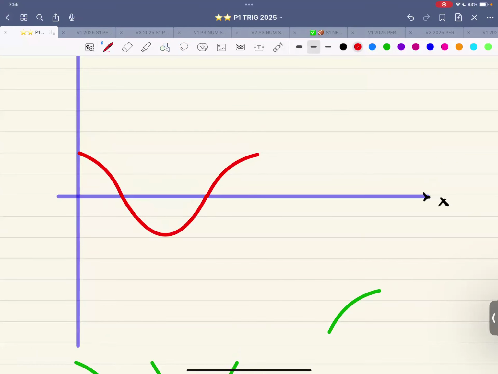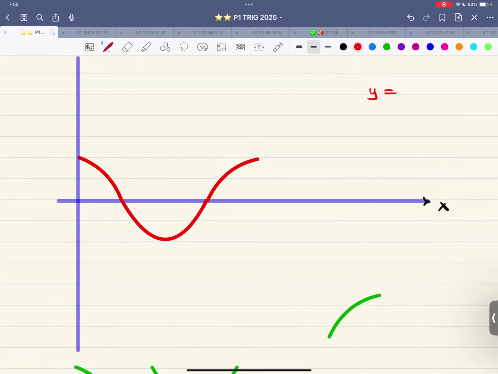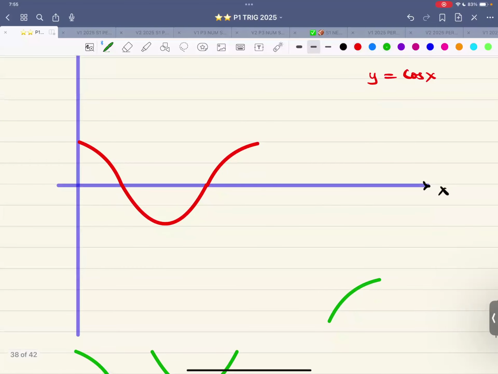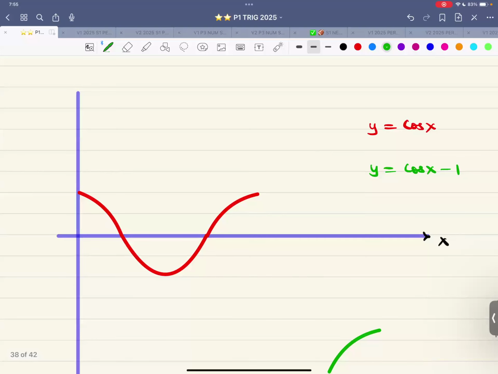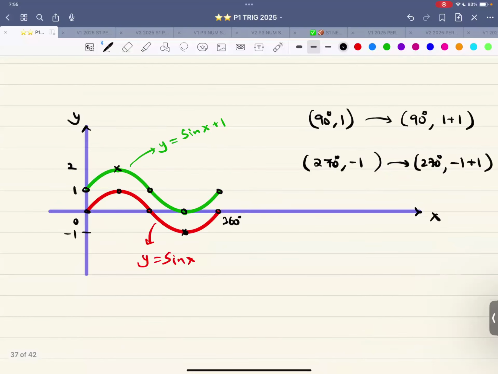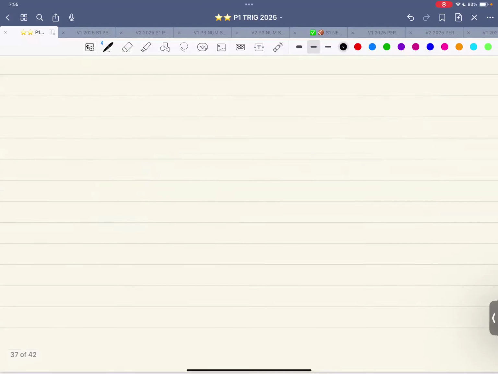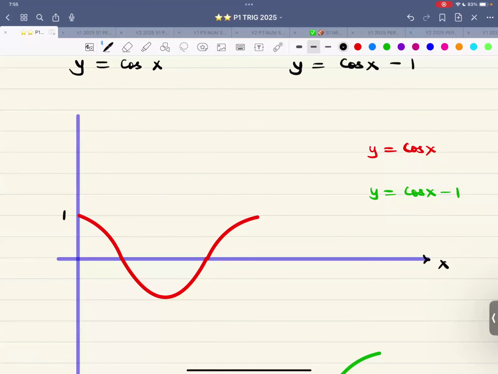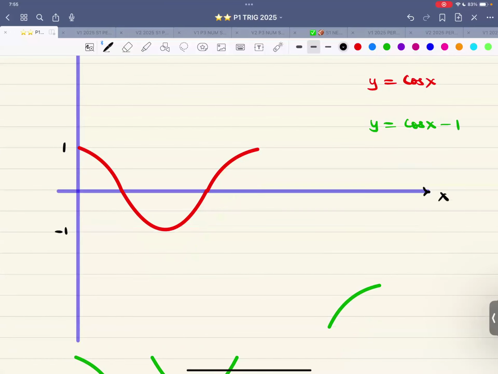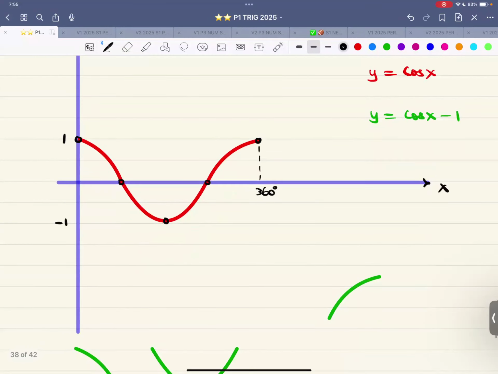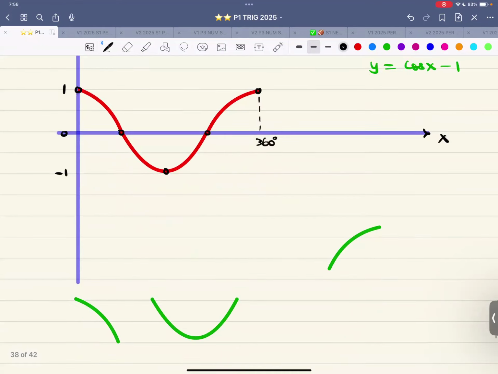So this is the red one, that is y equals cosine x. And then the green one, y equals cosine x minus 1. Now, in the previous example, the difference between two lines was written as 1, but over here I've changed that. Now this is 1, this is -1, major point, major point, major point, major point, major point, and this is 360 degrees. This is 0 over here, and other points are there.